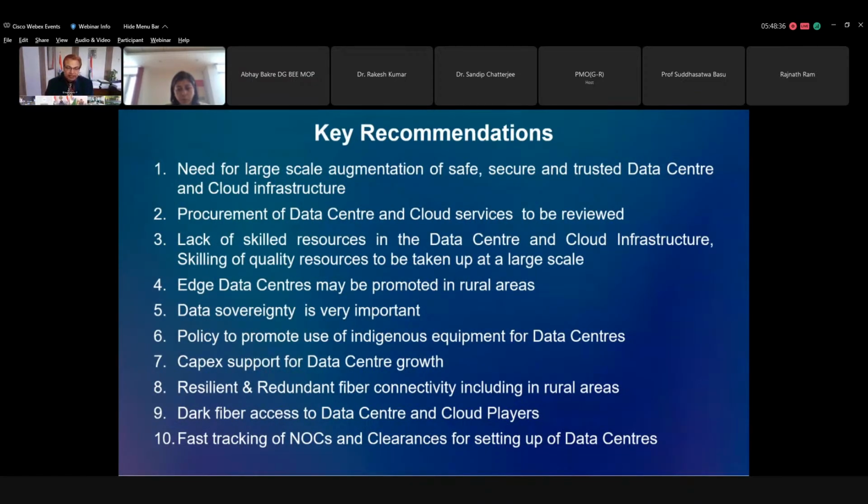Then CapEx support for data center growth was also mentioned as one of the key recommendations by the panel, whereby we could provide support for capital expenditure for establishing data centers in India. Then resilient and redundant fiber connectivity was a key recommendation from the panel, especially in rural areas.